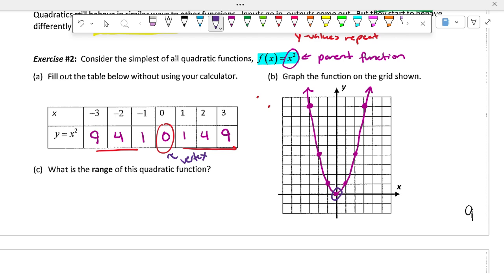Now, it then asks what's the range of the quadratic function. So who remembers what range means? Kind of. Someone explain further? So what does range mean? Someone has not talked yet today. So there's domain and there's range. What does range mean?